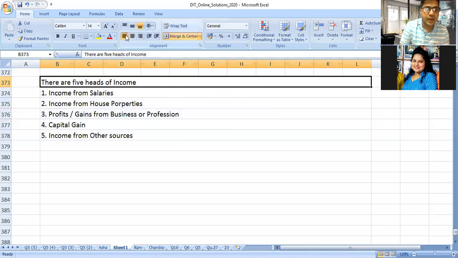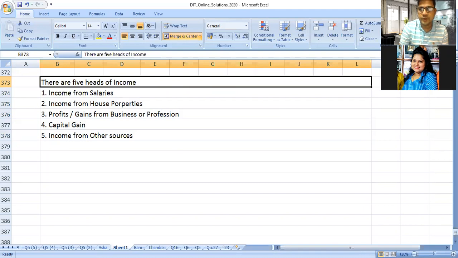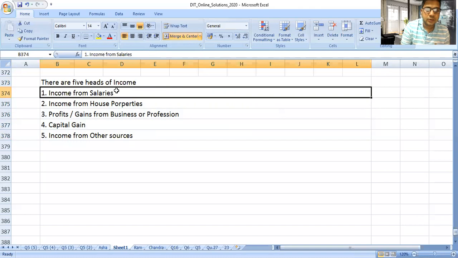So these five heads are very important for study purpose. Whenever we talk about the heads of income, these five heads are equally important. Now, friends, five heads. First head is income from salary. Whenever the assessee earns a certain amount of income by way of salary, it is taxable under the head income from salaries. If the assessee earns income from house properties, then it will be taxable under the head income from house properties.